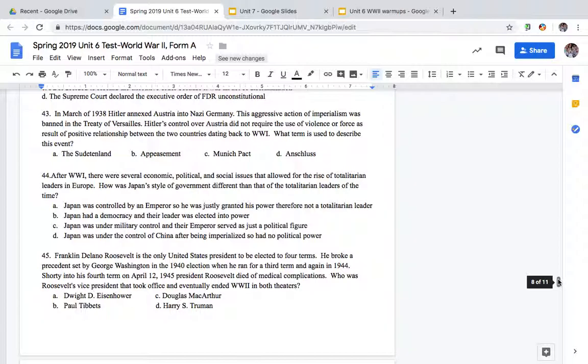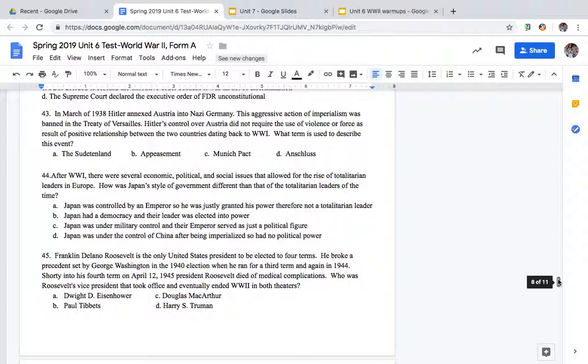Number 44. After World War I, there were several economic, political, and social issues that allowed for the rise of totalitarian leaders in Europe. How was Japan's style of government different than that of the other totalitarian leaders of the time? A. Japan was controlled by an emperor, so he was justly granted his power, therefore not a totalitarian leader. B. Japan had a democracy, and their leader was elected into power. C. Japan was under military control, and their emperor served as just a political figure. D. Japan was under the control of China after being imperialized, so had no political power.